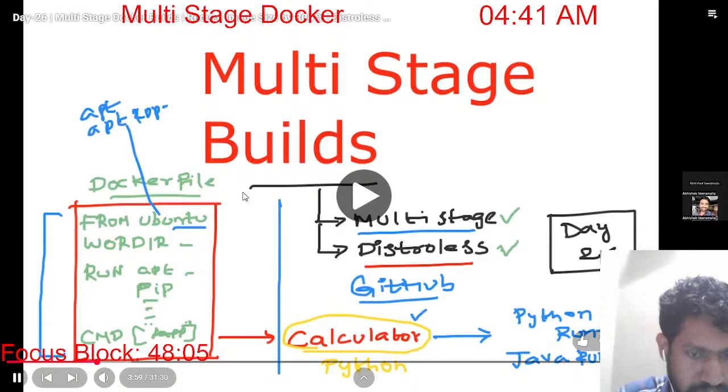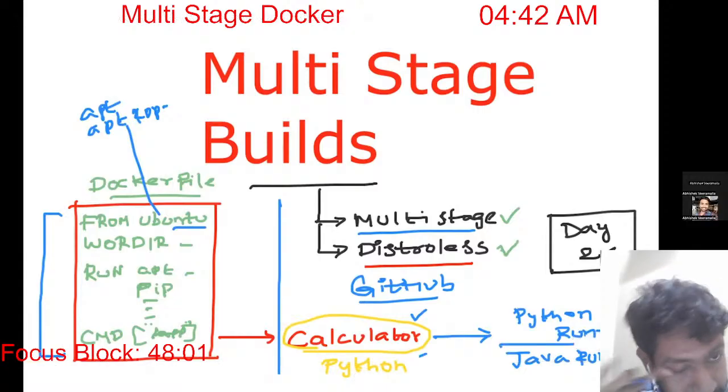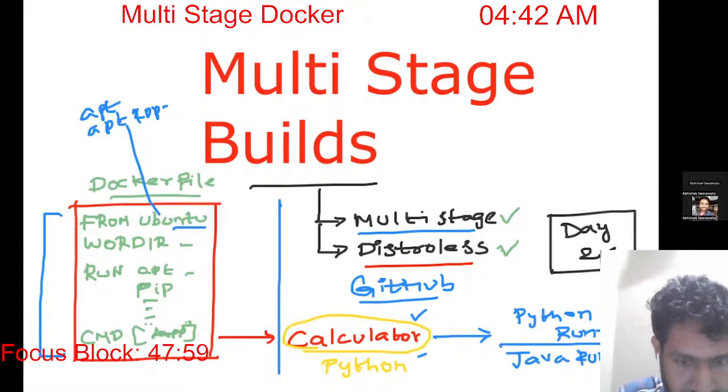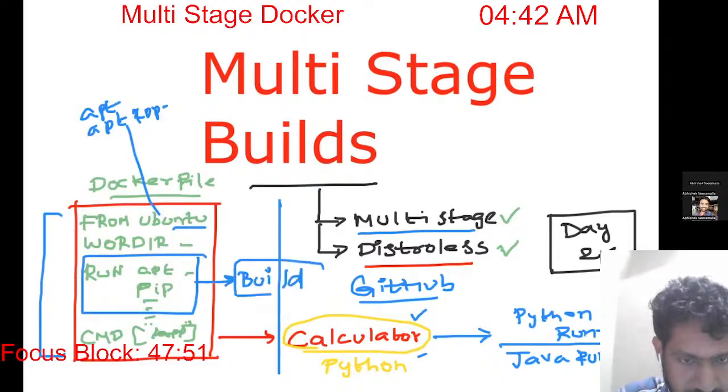At the end of the day, you just want to run this calculator application, and that calculator application only requires a Python runtime, not even the applications that you have installed as part of these stages. These are only required to build your application, right? So these are two different stages. Build is different, running your application is different.